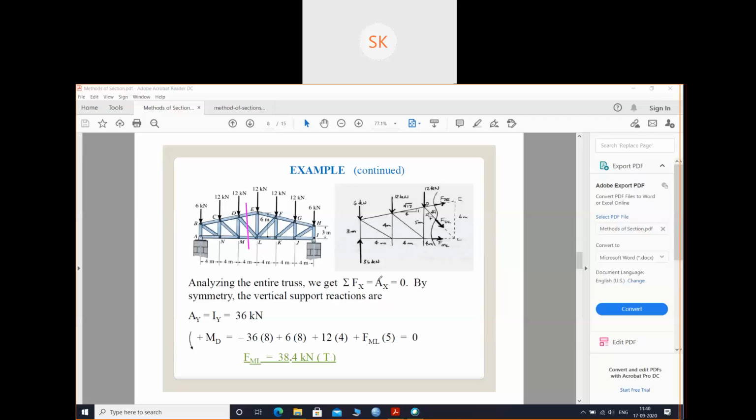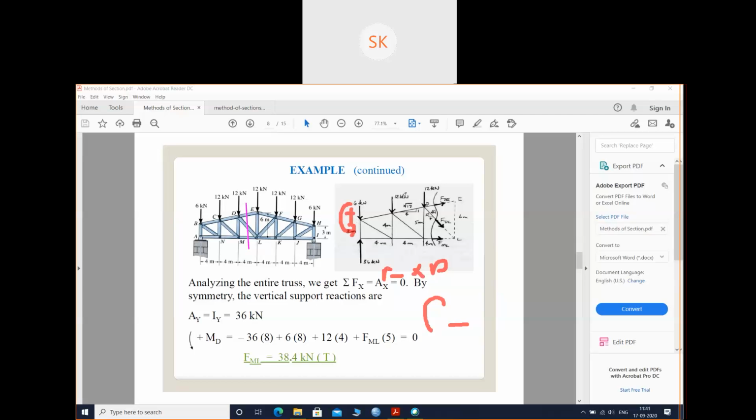Force into distance, so 36 into 8. And I'm taking anti-clockwise as negative. So negative. Done. Next, for finding moment about D point, I can take this force, 6. How much is its distance from D? 4 plus 4, that is 8. This force is coming in this direction. It is clockwise. So I'm taking clockwise as positive. So 6 is the force, 8 is the distance.